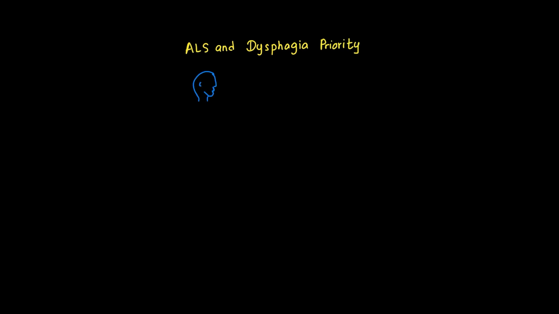Amyotrophic lateral sclerosis progressively destroys motor neurons controlling voluntary muscles, including those for swallowing and breathing. When dysphagia develops, the risk isn't just difficulty eating. The real danger is aspiration, where food or liquids enter the lungs instead of the stomach.